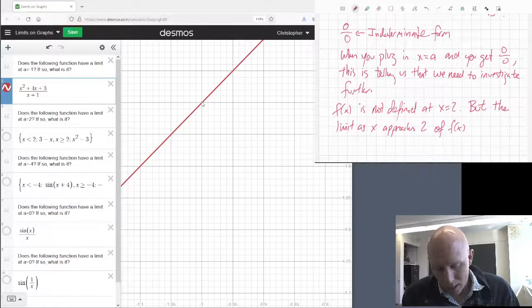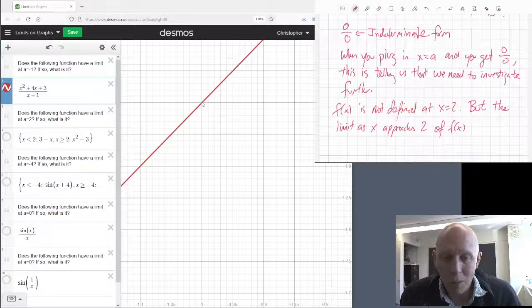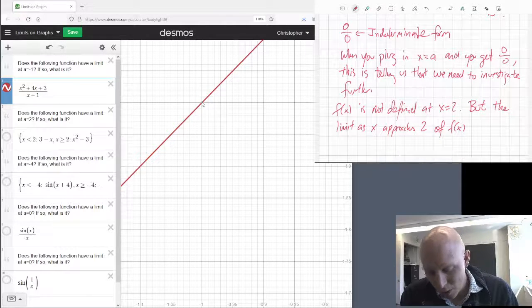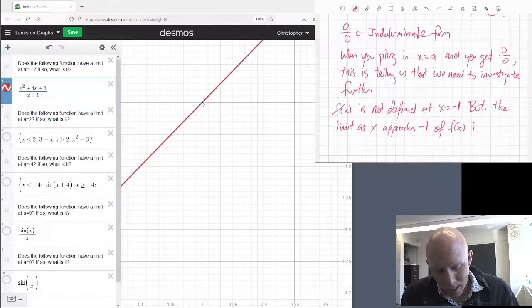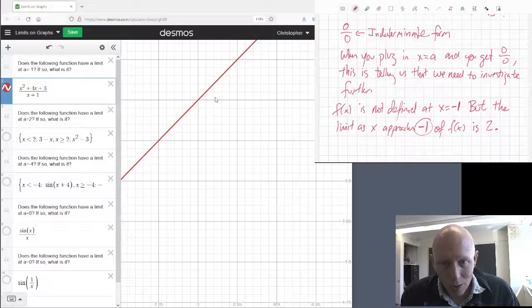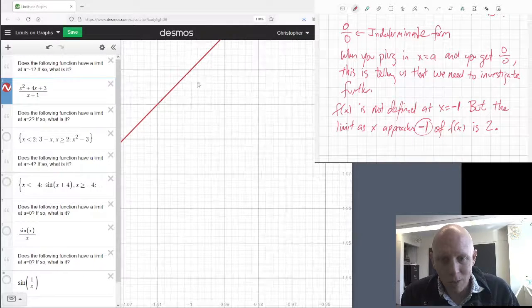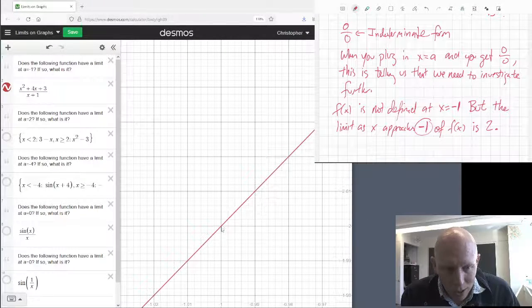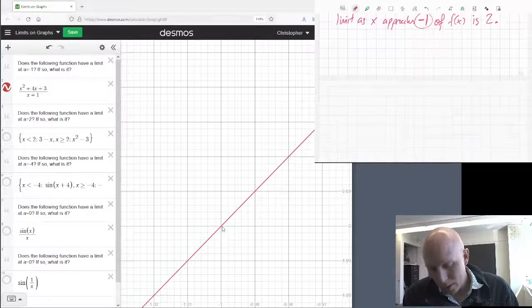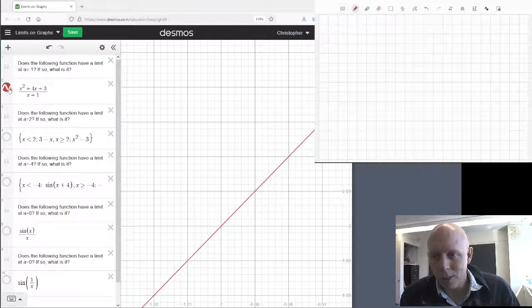Oops, I'm sorry, it's not x equals 2. f is not defined at x equal to -1, but the limit as x approaches -1 of f of x is 2. That is, as our x value gets closer and closer to -1, the function value gets closer and closer to 2. Okay, so that's this first function here.